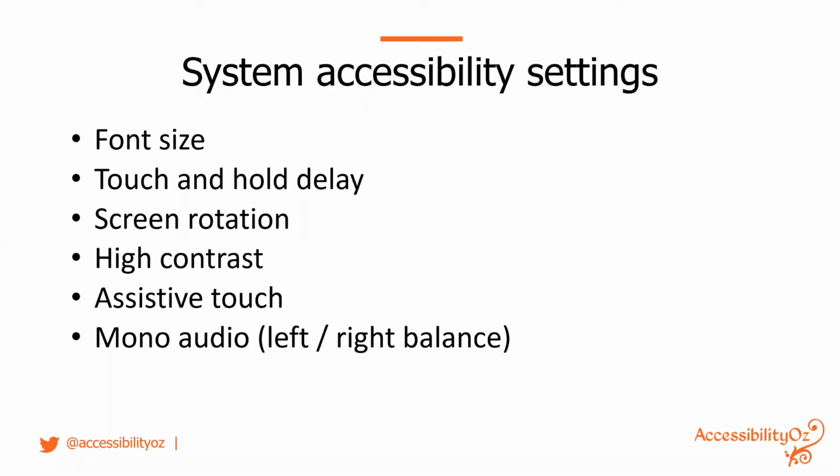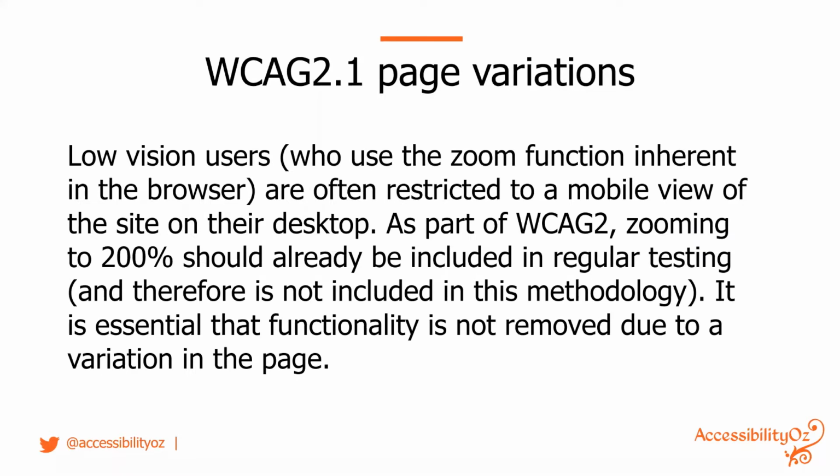Just a little bit more about mobile. There's also system accessibility settings such as font size, touch and hold delay, screen rotation, high contrast, assistive touch, and mono audio. Now, WCAG 2.1 also talks specifically about page variations. So this is an example. Say low vision users who use the zoom function inherent in the browser are often restricted to a mobile view on their desktop, because basically the site determines how large the screen is, and if someone has increased zoom, then it becomes a smaller screen, and therefore they think that they're displaying on a mobile when in fact they're displaying on a desktop at 200%. And so therefore there are a number of cases where people are stuck with a mobile version of a site on a desktop.